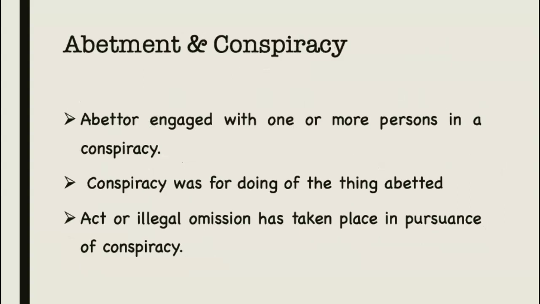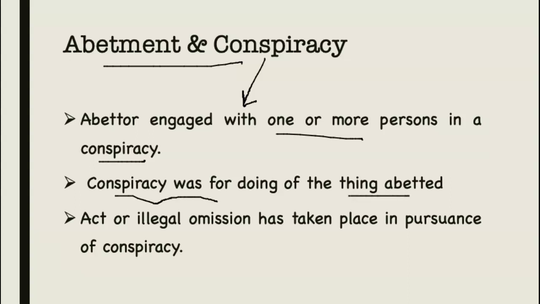Now let's move to abetment and conspiracy. What do you understand by conspiracy? In case of abetment, it is when the abettor engages with one or more persons in a conspiracy or in a concerted plan to assist in the commission of that particular act. So the conspiracy must be for the doing of the thing abetted, and an act or illegal omission has taken place in pursuance of the conspiracy.